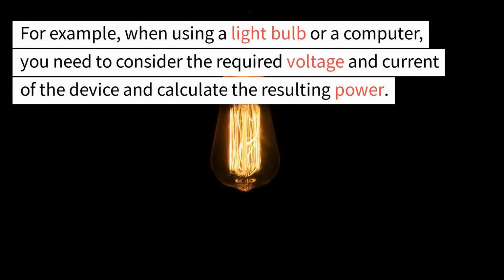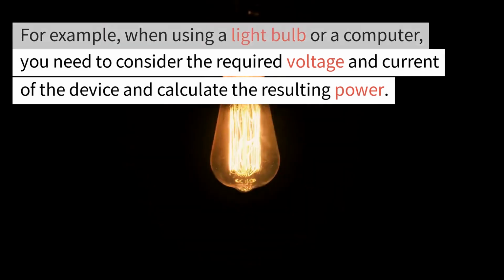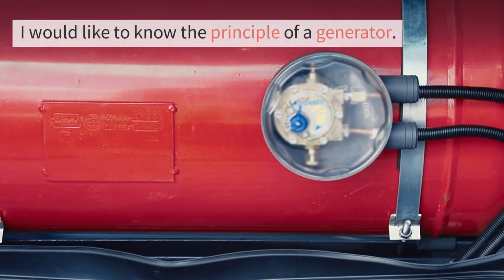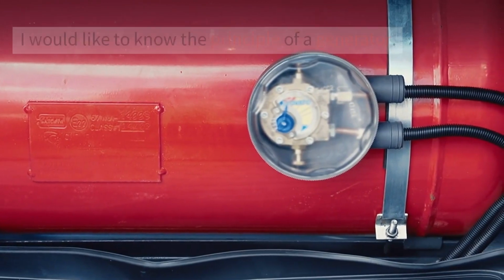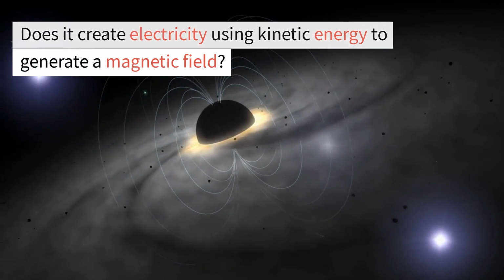For example, when using a light bulb or a computer, you need to consider the required voltage and current of the device and calculate the resulting power. I would like to know the principle of a generator. Does it create electricity using kinetic energy to generate a magnetic field?